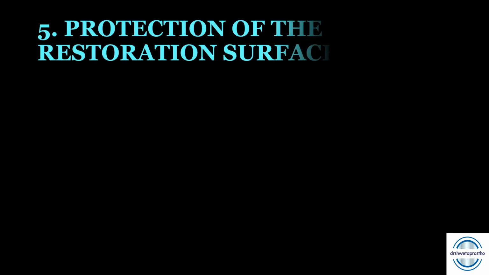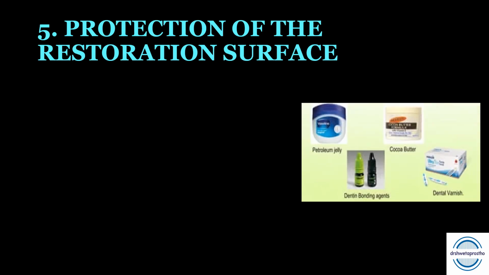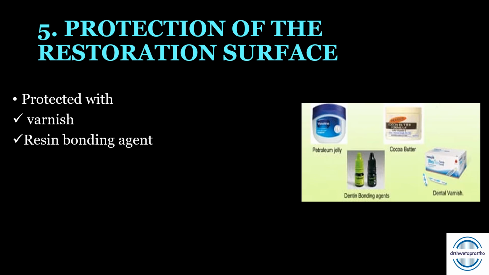The last step, which is very important, is the protection of the restoration surface, the protection of the cement after setting. We can do the protection with the following things. First is the varnish. We can use a special varnish which is also supplied by some of the manufacturers, or we can use an unfilled light cure resin bonding agent, or third, very commonly available cocoa butter or petroleum jelly can also be used.